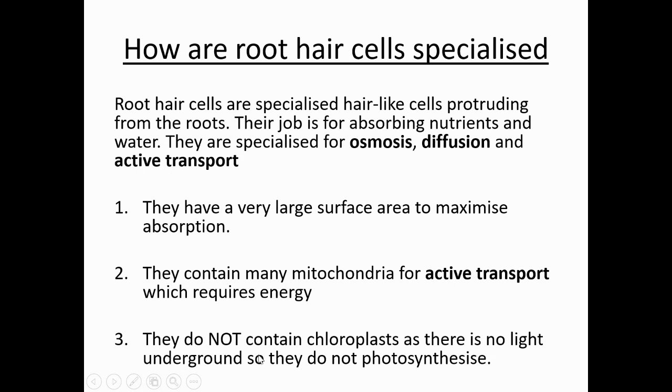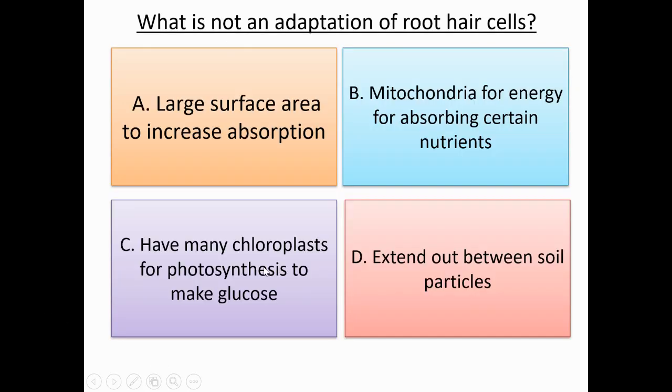They do not contain chloroplasts, however. If you think about it, why would the cells that live underground be doing photosynthesis? They're not going to get any light, and therefore they don't contain the chloroplasts, which are specialized for it. These cells are so specialized, they do not have chloroplasts. They have lots of mitochondria for energy, for the type of absorption that requires energy, and they have a large surface area too. Right, which is not an adaptation of root hair cells.